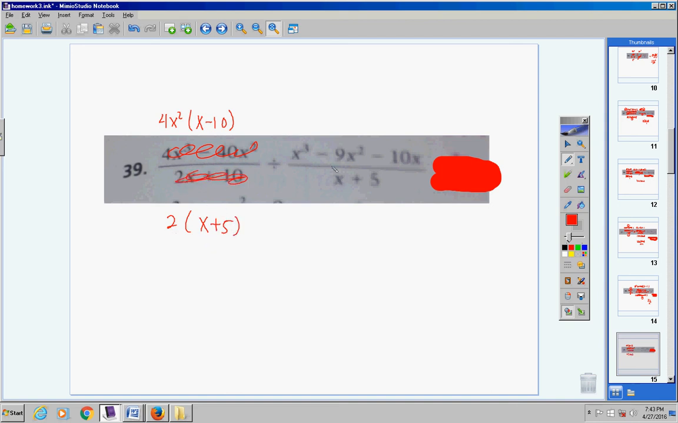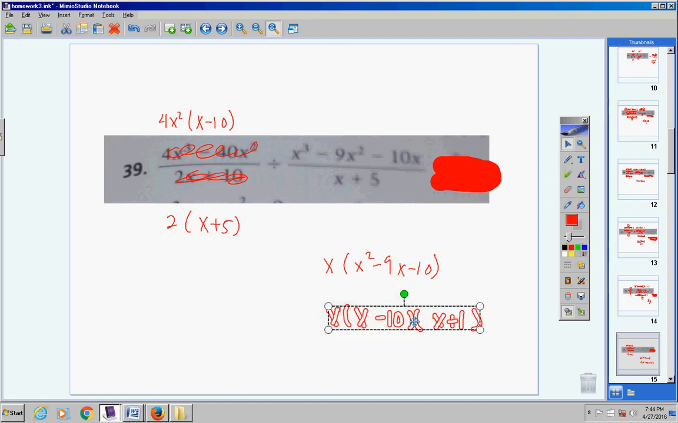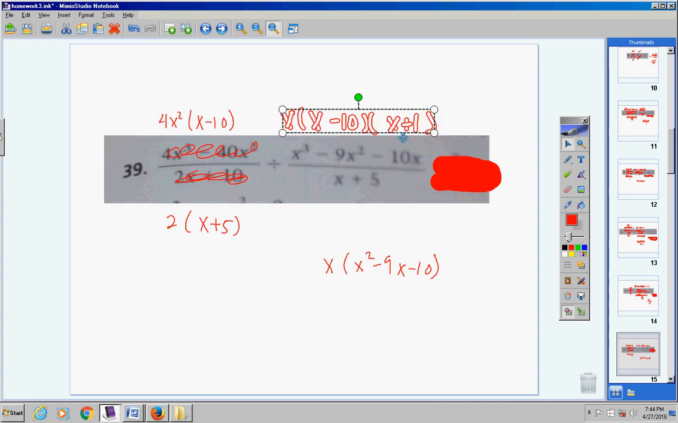Here we can factor out an x. For this top one right here, factor out an x, leaves us with x squared negative 9x minus 10. And then, of course, what two numbers multiply together to give you a negative 10, and when added together give you a negative 9? That's going to be x negative 10, x positive 1. Negative 10 times 1 is negative 10. Combine those two, you get negative 9. So the entire factorization of this numerator is that right there.